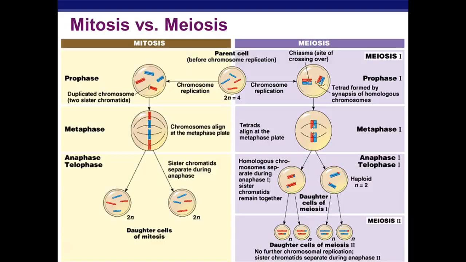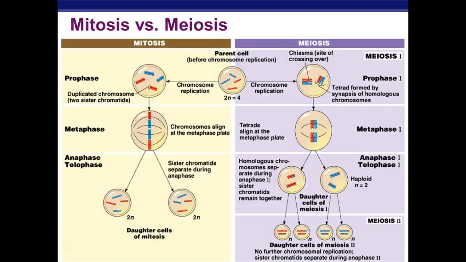So this chart kind of nicely summarizes differences between mitosis and meiosis. Mitosis, in prophase, we do not have crossing over. We do in prophase 1 of meiosis. In metaphase of mitosis, each chromosome lines up along the equator, and we split the sister chromatids. In metaphase 1, it's the pairs, the tetrads, that line up and separate during anaphase 1.